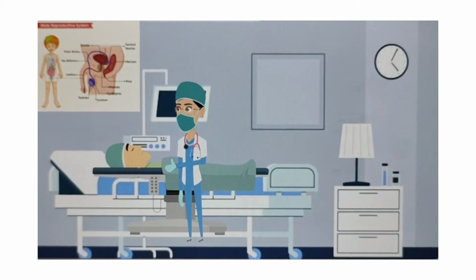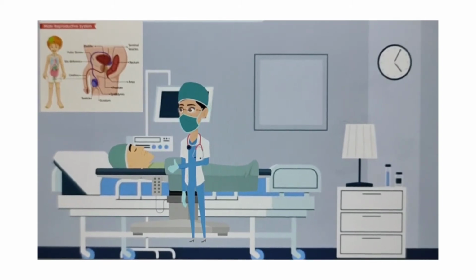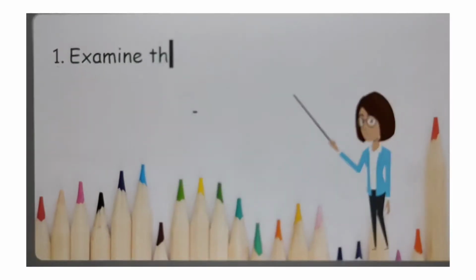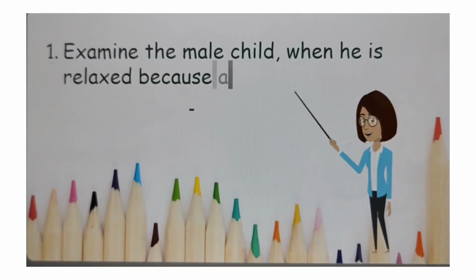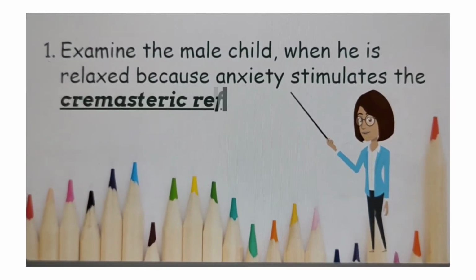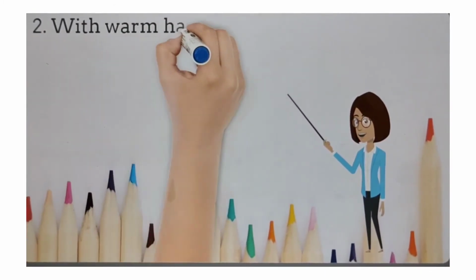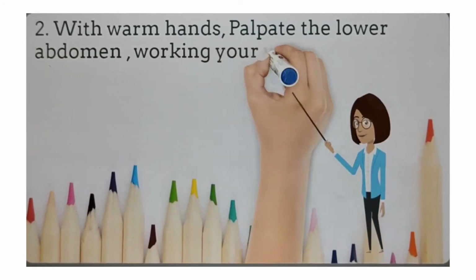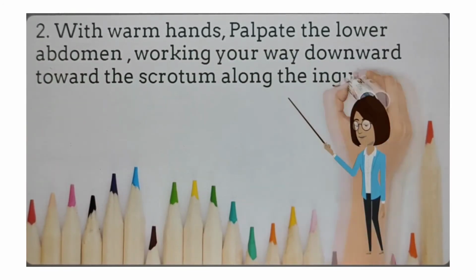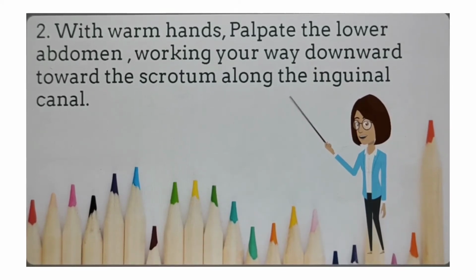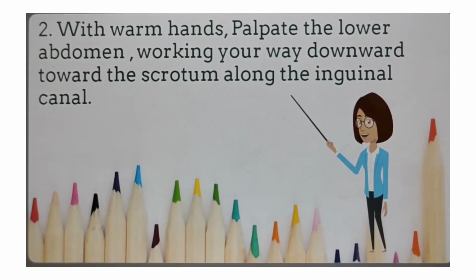There is an art to palpation of the young male scrotum and the testes because many have an extremely active cremasteric reflex. Therefore, examine the male child when he is relaxed because anxiety stimulates the cremasteric reflex. With warm hands, palpate the lower abdomen, working your way downward toward the scrotum along the inguinal canal. A useful technique is to increase intra-abdominal pressure by asking the child to do a sit-up.